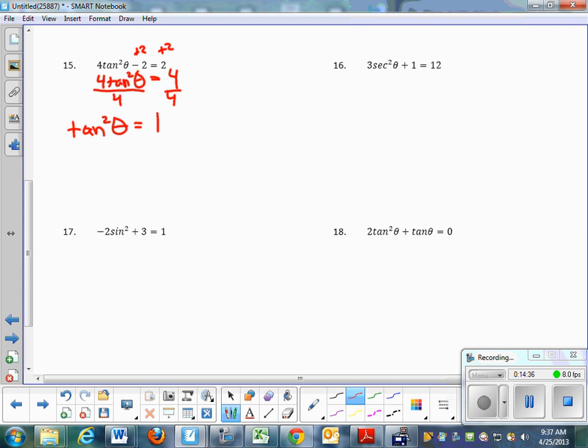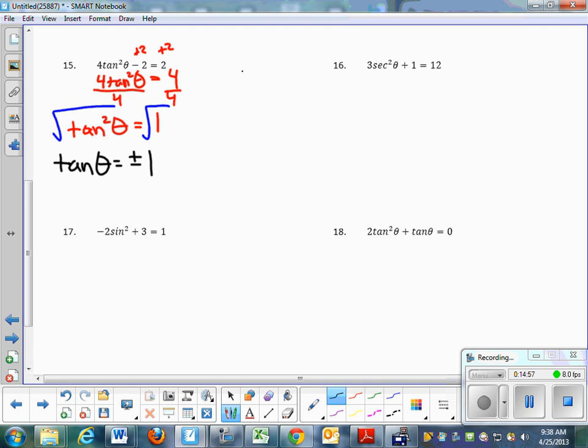Now I'll take Larry's advice, and we will square root. When I'm solving for a variable and I take a square root, I have to list the positive and the negative. Very good. So tangent of theta is equal to plus or minus 1. Positive or negative 1.